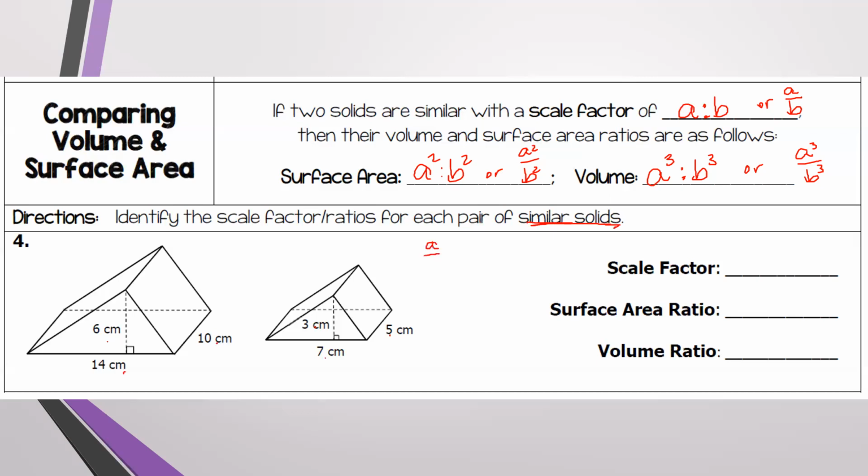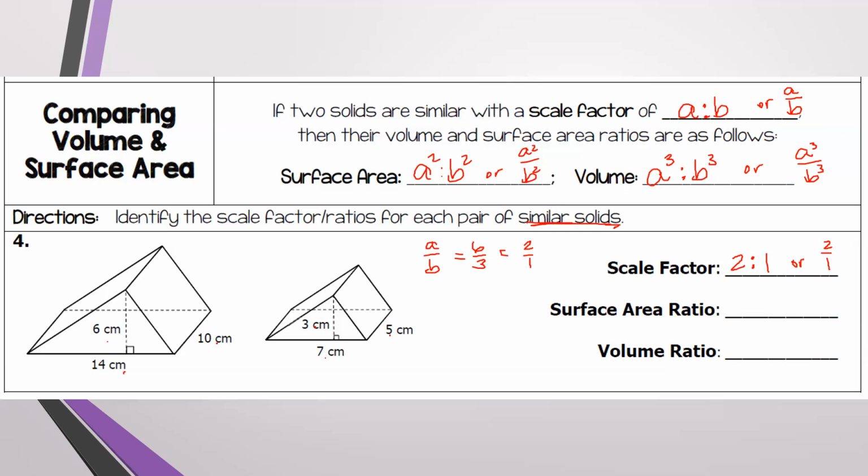So I like to write that as A over B. You could say 6/3. You could have said 10/5 or 14/7. No matter which one you picked, it reduces to 2/1. So our scale factor is 2 to 1. Or if you wanted to write it as a fraction, that would be okay too.